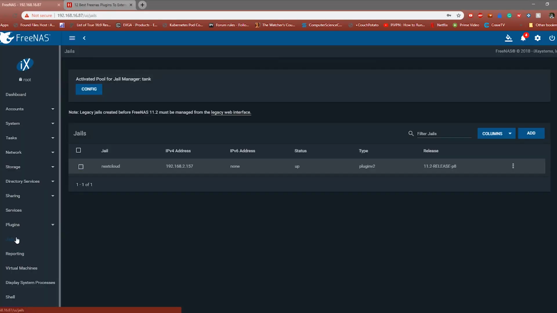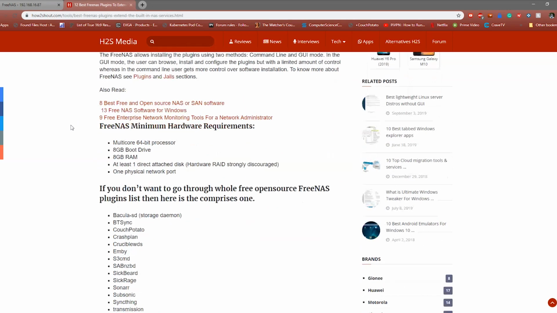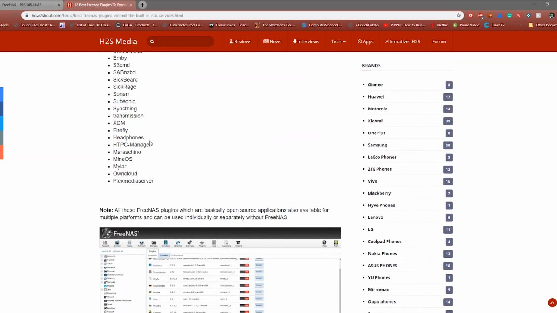FreeNAS also supports something called jails, which are essentially lightweight virtual machines that are isolated from the host system. This allows FreeNAS to support many third-party applications that it wouldn't be able to normally. Even still, when it comes to a user that requires many different services running on their storage server, I would still recommend going with CentOS.